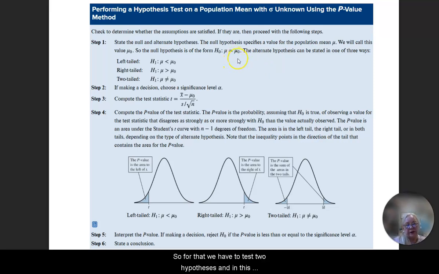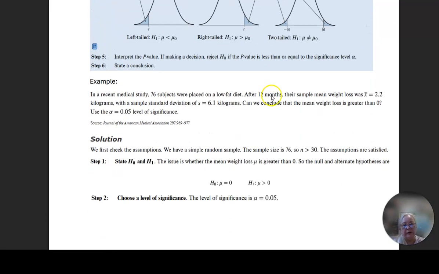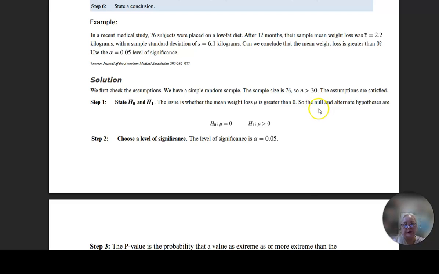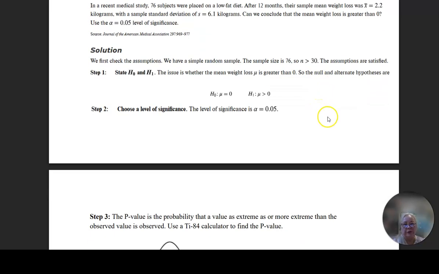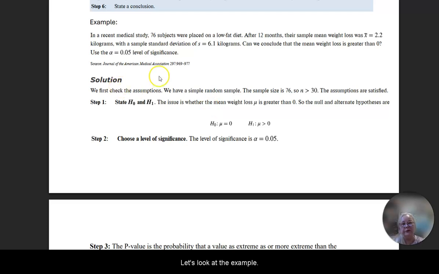So for that, we have to test two hypotheses, and in this case, it could be mu naught equals 18 and mu naught not equal to 18. Or it depends on what you want to test. If you tend to think the age is higher, you can use for H1 mu greater than mu naught. Anyway, we're going to use the TI-84 in this case, and let's look at the example.